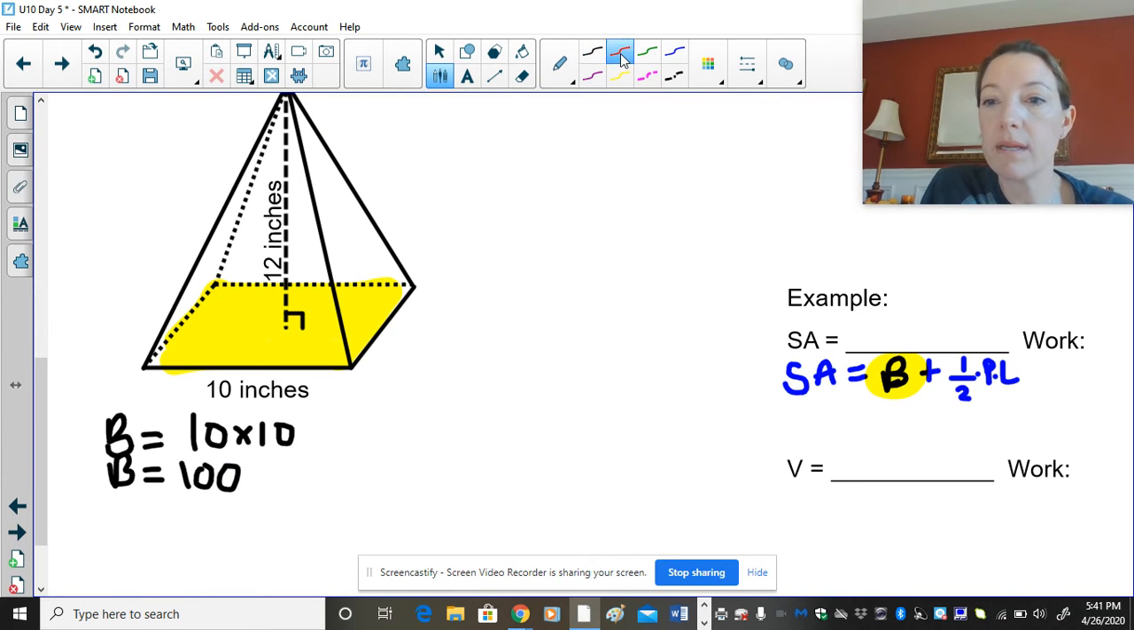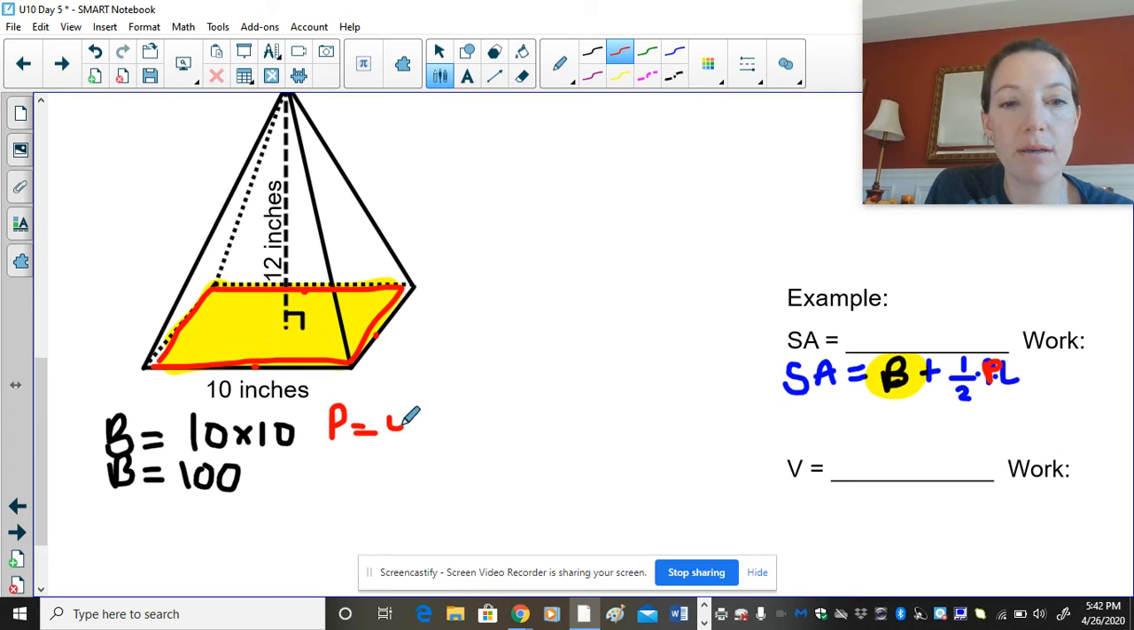Okay, what else do we need? We need P, that's the perimeter around the base. So we need to add up this plus this plus this plus this. Remember, it's a square, so all those sides are the same. 10 plus 10 plus 10 plus 10 gives you 40, or you can do 4 times 10. Same thing. And your perimeter then will be 40 inches.